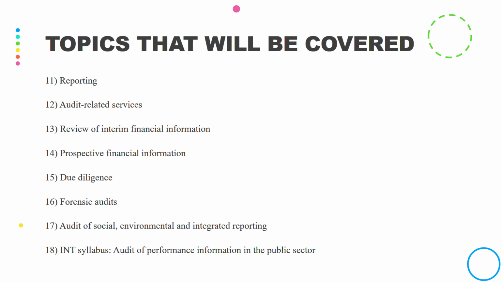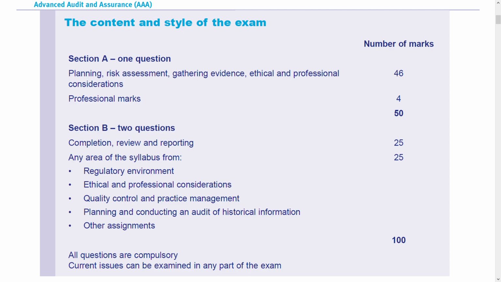Now, before I go to the topic of today, let us first go into the content of the exam, how the exam will look. What is the content? What is the style of the exam? So your AAA exam is divided into two sections, section A and section B. In section A, we have one question of 50 marks, and of these 50 marks, 46 marks are your technical marks and 4 marks are your professional marks.